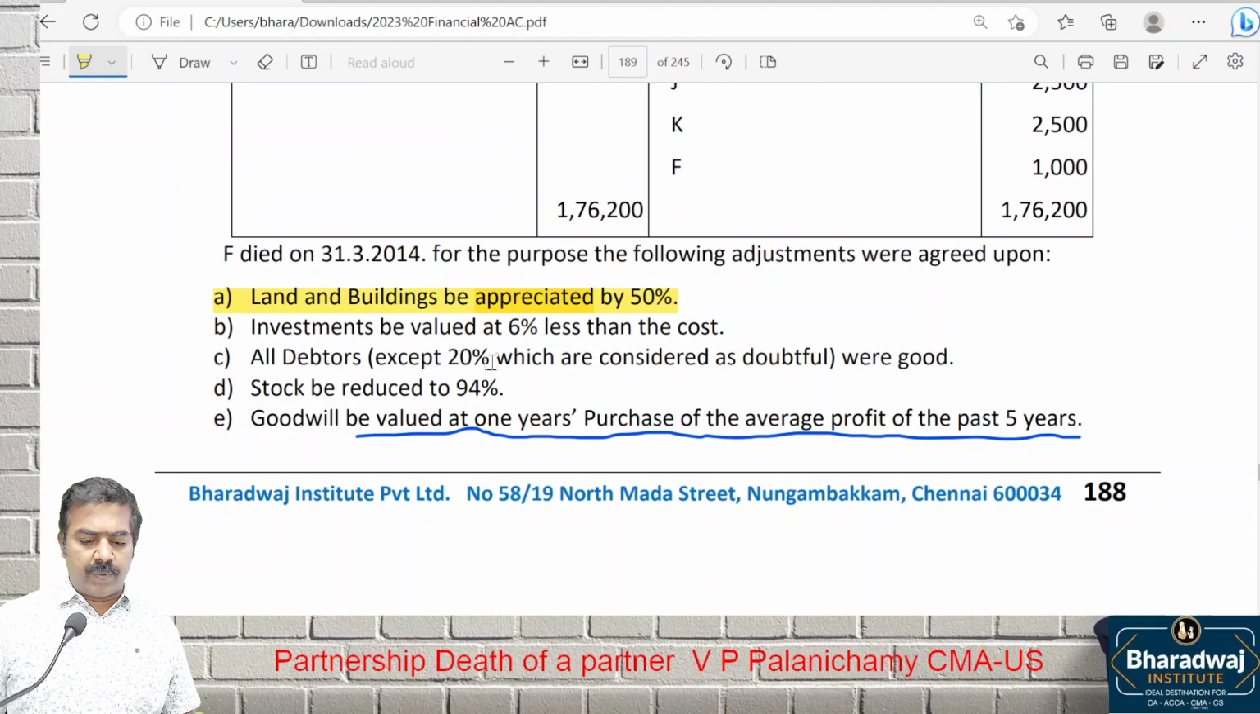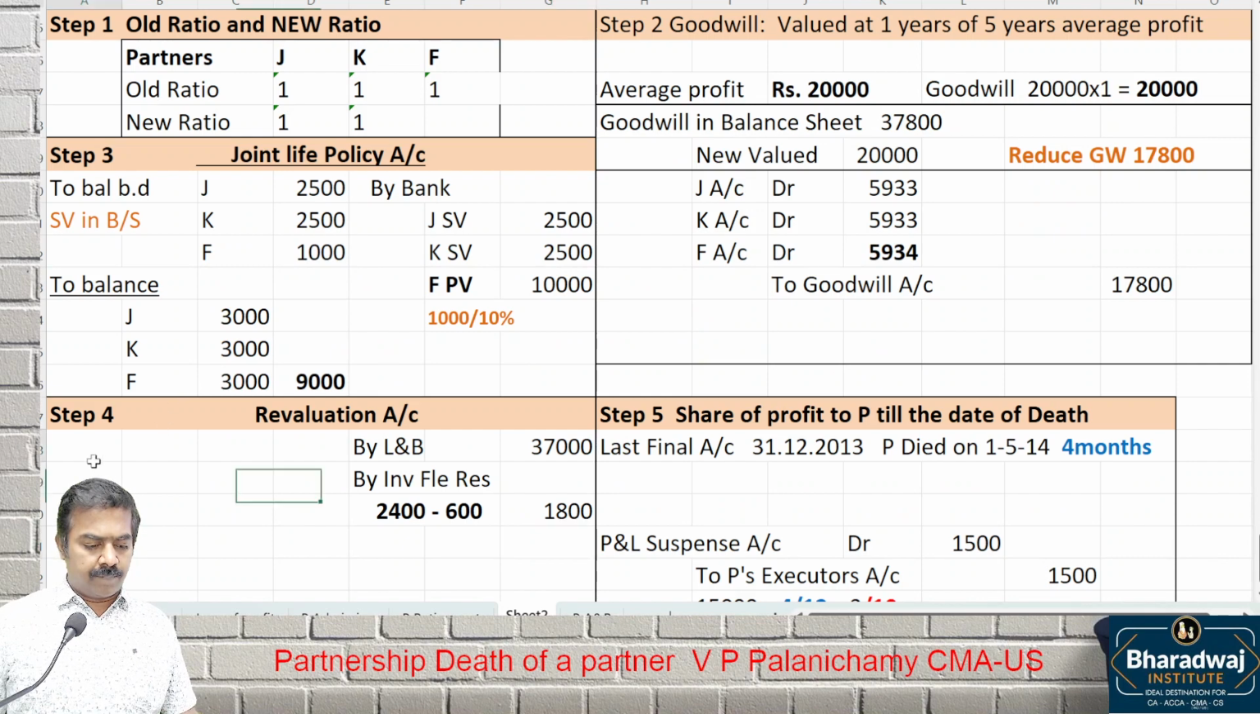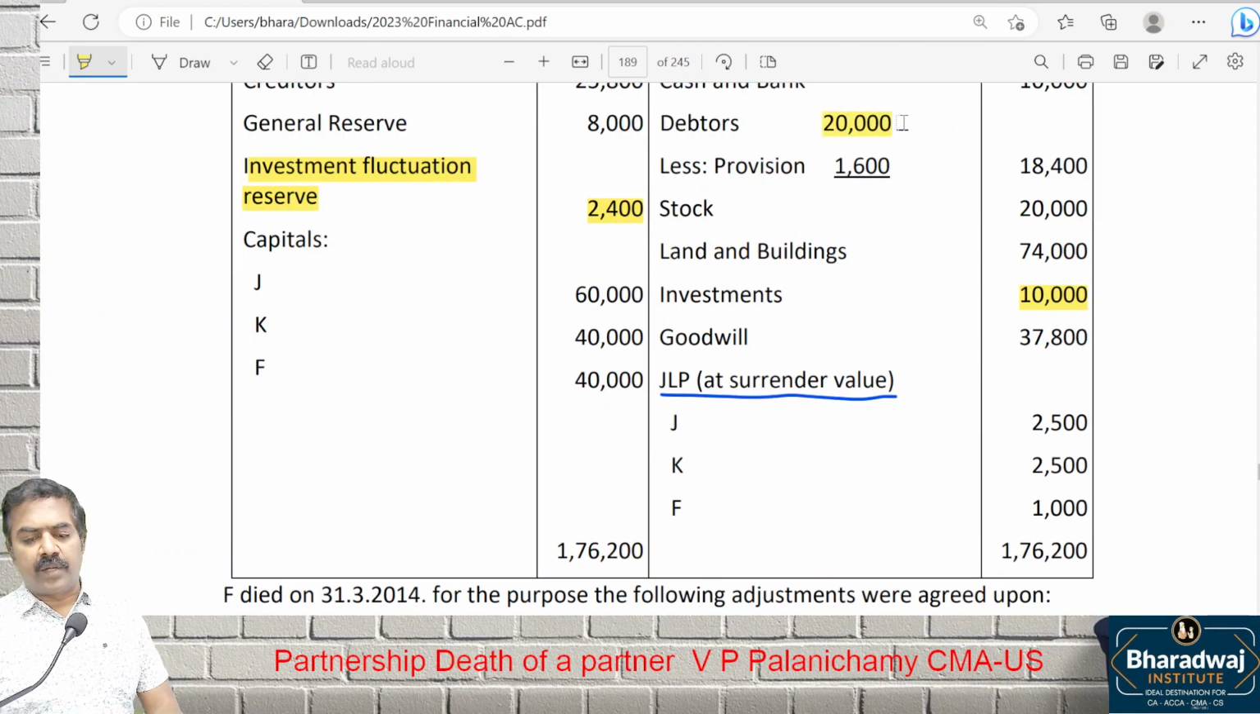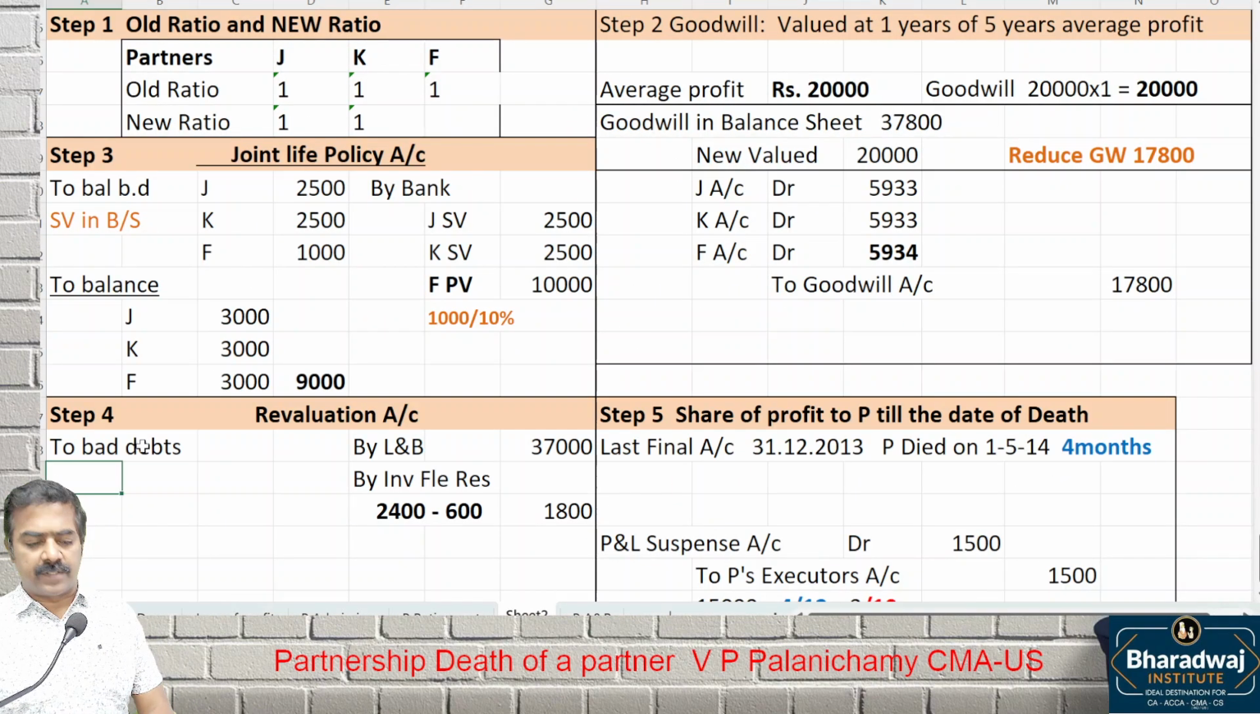Provision for doubtful debts, they have said 20%. To bad debts, 20% of debtors. 20,000 at 20%, not 18,400 at 20%. 20,000 at 20% is 4,000 minus what we already made, how much? 1,600, the balance will come. 4,000 minus 1,600, how much? The additional bad debts to be created is 2,400.